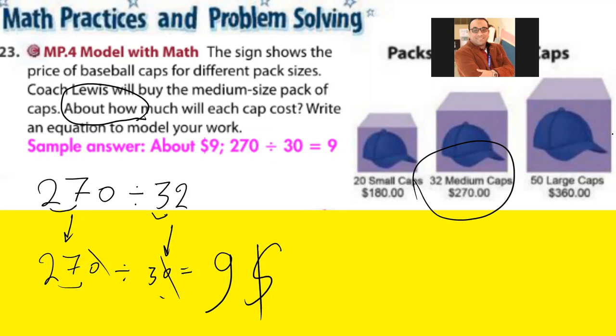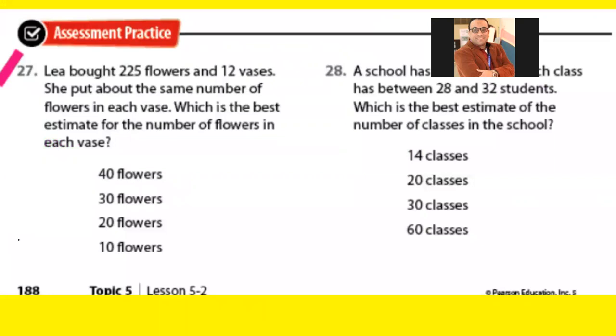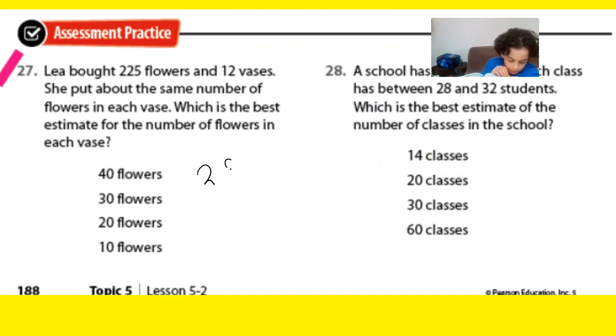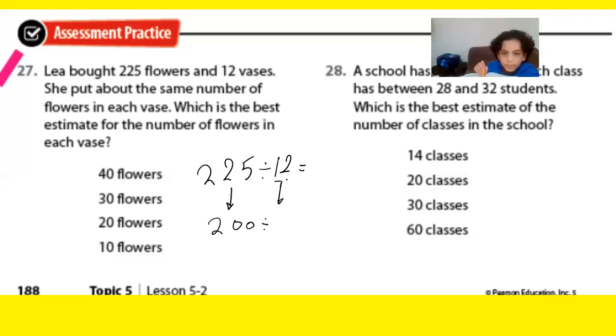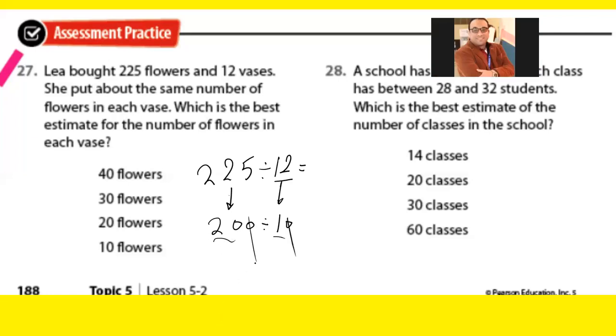Let's move to the last question of our session. Ammar, hurry up. Yes, teacher. Number 27 on page 188. Okay, 27. Lee bought 225 flowers and 12 vases. She put about the same number of flowers in each vase. Which is the best estimate of the number of flowers in each vase? I can estimate 225 as 200, and this 12 is going to be 10. Dismiss 1 zero from both sides, 20 over 1 equals what?